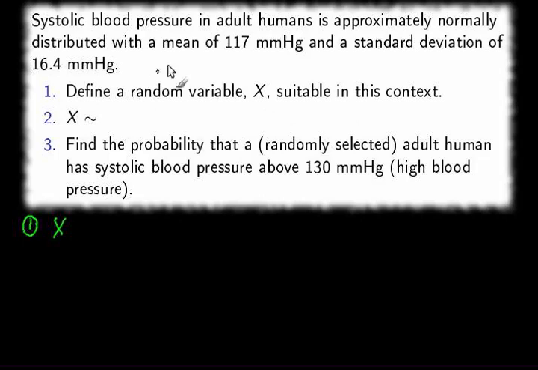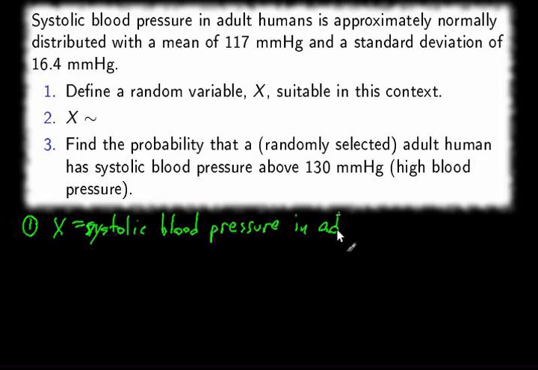Well, the context is pretty short here. Systolic blood pressure is what we're talking about, so the only thing that makes a whole lot of sense here is to make x the systolic blood pressure in adult humans. And that's measured in millimeters of mercury.